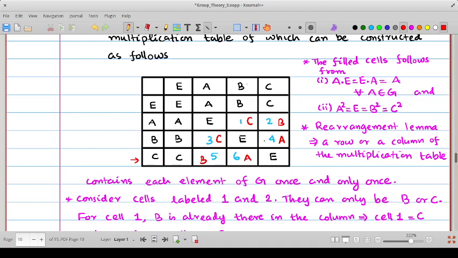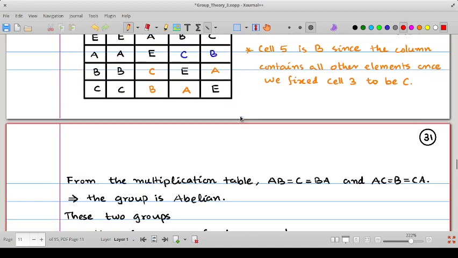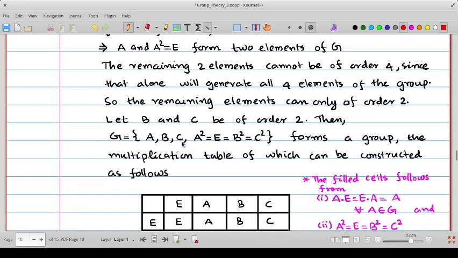Now we can see that each row contains every element of the group, and each element is contained only once in that row, and the same for the column. So the rearrangement theorem is satisfied. So this is what we mean by a consistent multiplication table. So this choice of a group with 3 elements of order 2, and obviously the identity element, is also a possible group.